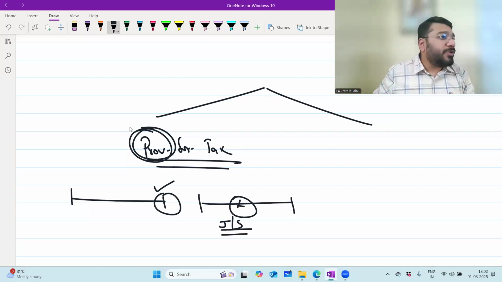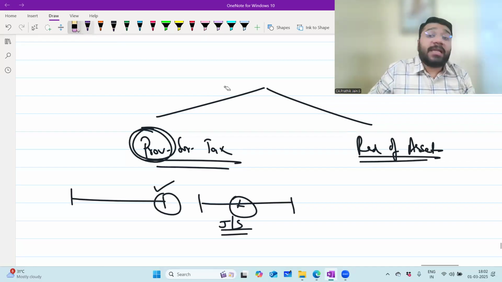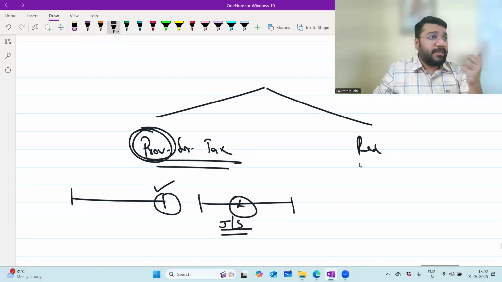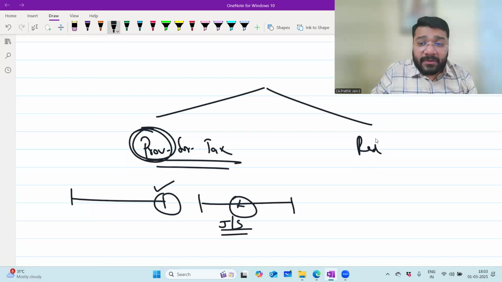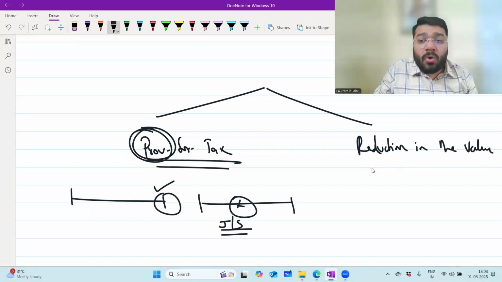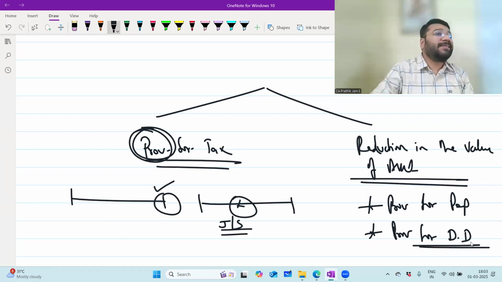What is another type of provision? Another type of provision is the reduction of an asset, or reduction in the value of an asset. This is another type of provision where it leads to reduction in the value of the asset. Can you give an example of this? Provision for depreciation and provision for doubtful debts.